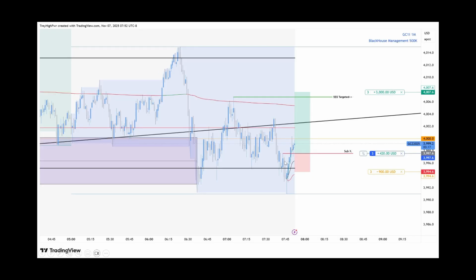What do I mean by that? So we got the sweep. Okay, one, two, three, four. So this is the level of supply. Okay, we got the sweep, and then buyers immediately reclaimed back above this 1 minute candle. Okay, this is what created our setup right here. This is our setup. This is what we trade.